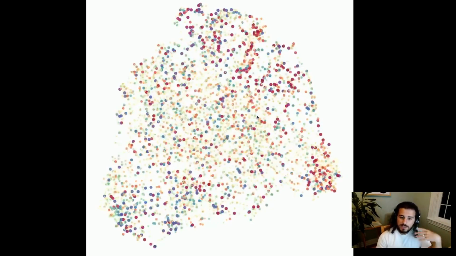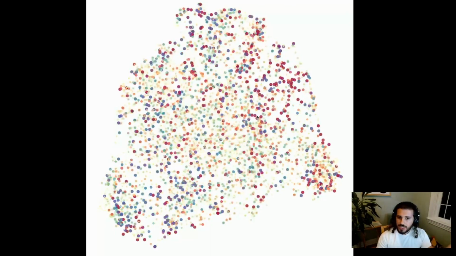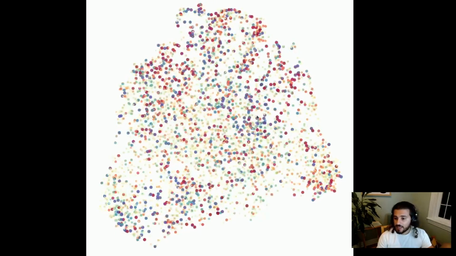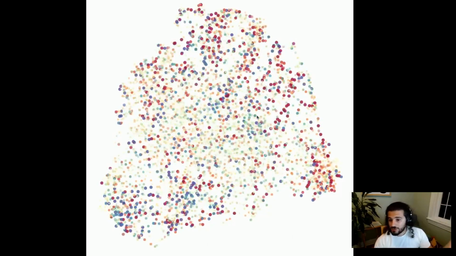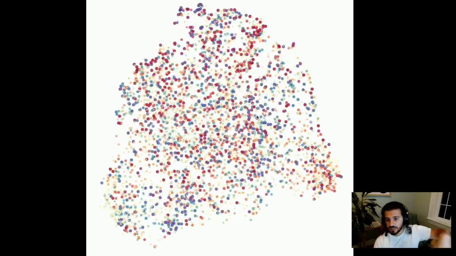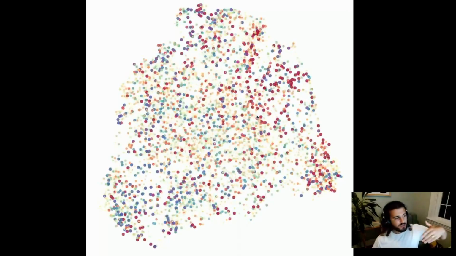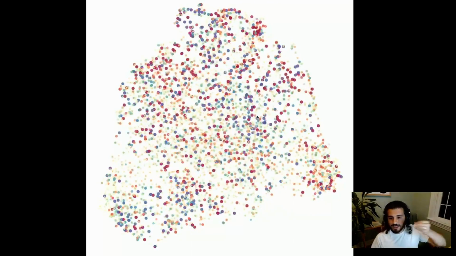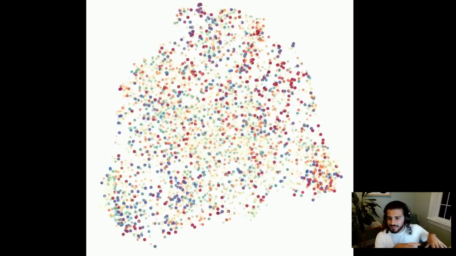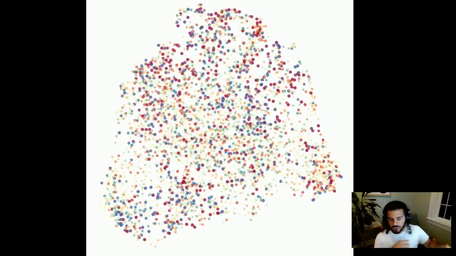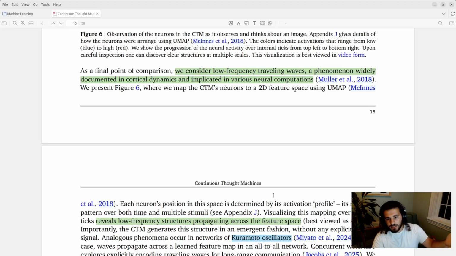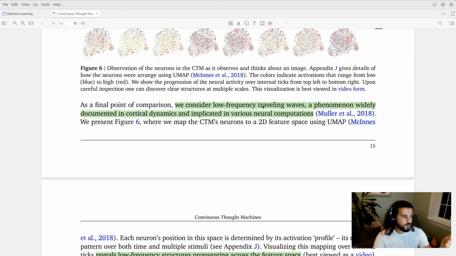But what you see is a dynamic representation as they're looking at the given images, which is very, very rich. This dynamicity, this synchronicity, you're seeing it live in the video, but this is what the model is using as its latent representation to actually make a decision. Yeah, super cool stuff. And this is what they mention in the paper: we consider low frequency traveling waves, a phenomenon widely documented in cortical dynamics and implicated in various neural computations. So this is the alpha, beta, gamma, whatever waves that I've been talking about. So that's pretty much it.